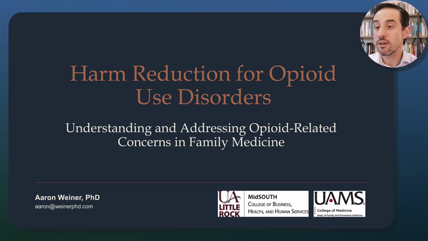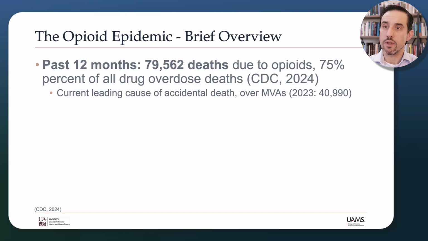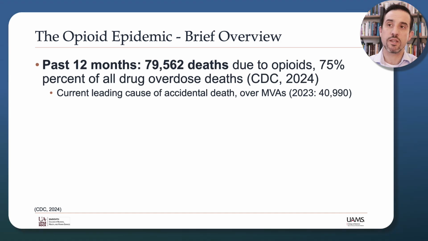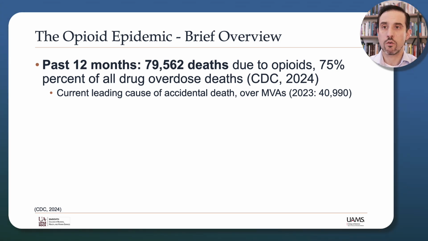So that being said, we've got a lot to get through in 30 minutes, so let's dive right in, starting with an overview of the opioid epidemic, with what's going on now, because this has been an ongoing problem for quite some time. Where we're at the moment is that in the past 12 months, there have been 79,562 deaths due to opioids specifically, and that's 75% of all drug overdose deaths.